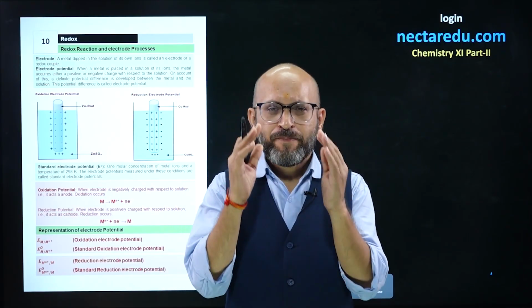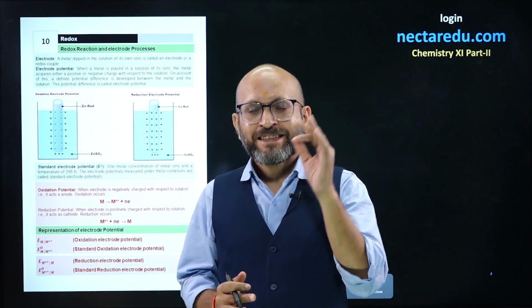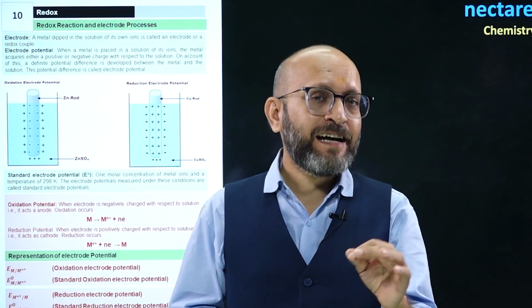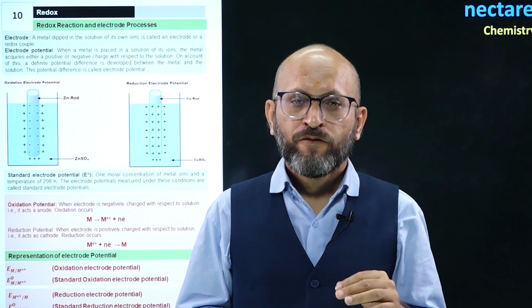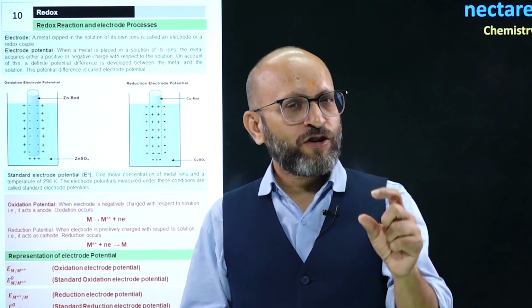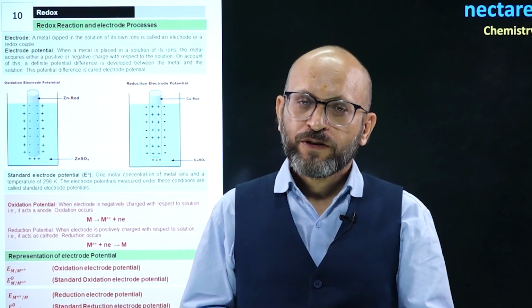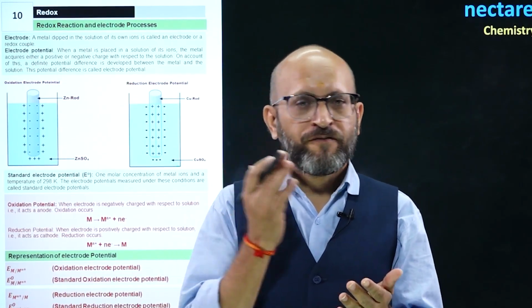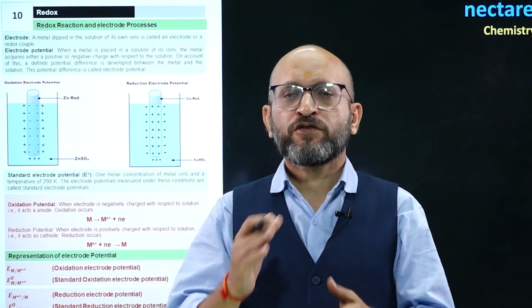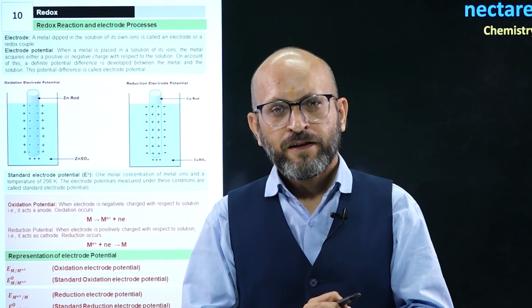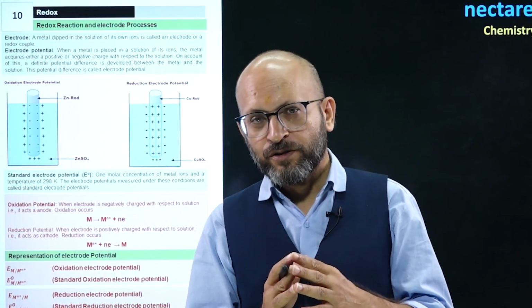Electrode is a metal rod dipped in the solution of its ions. For example, if you have a zinc rod dipped in the solution of Zn²⁺ ions, it is known as an electrode. Similarly, if you have a copper rod dipped in the solution of copper ions, then this is also called an electrode. So this setup is called an electrode.